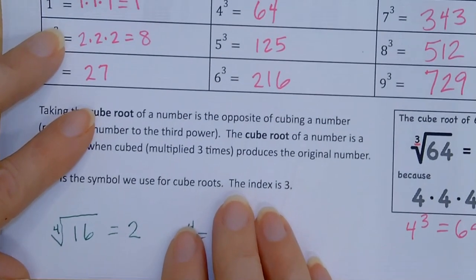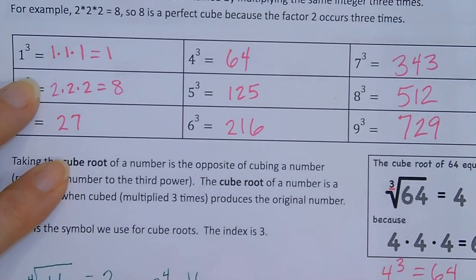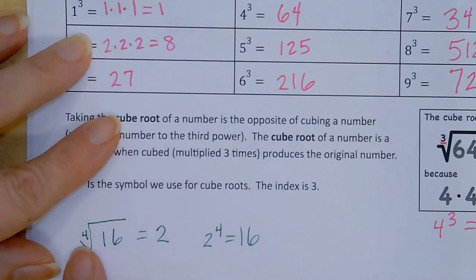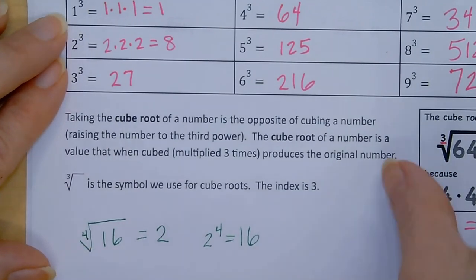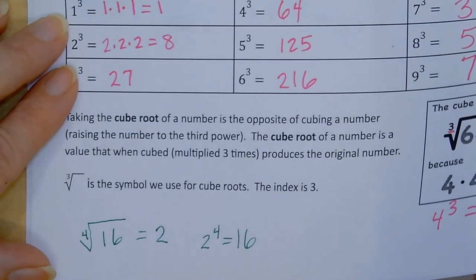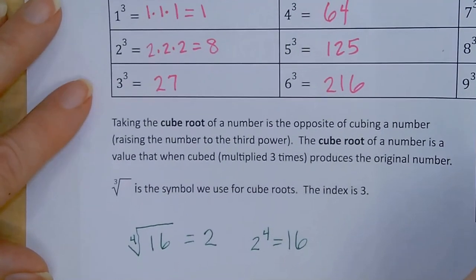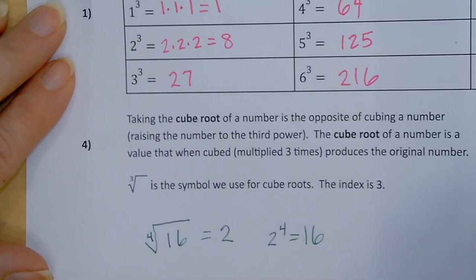For this class, we're going to stick with square root and cube root, but I just wanted to point out that our index can be any natural number. I think it's going to be a positive number, 1, 2, 3, 4, and so on.